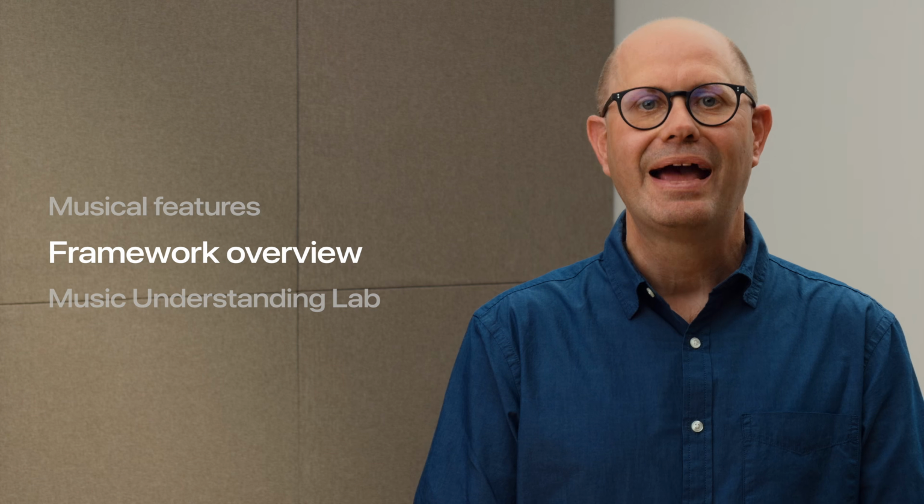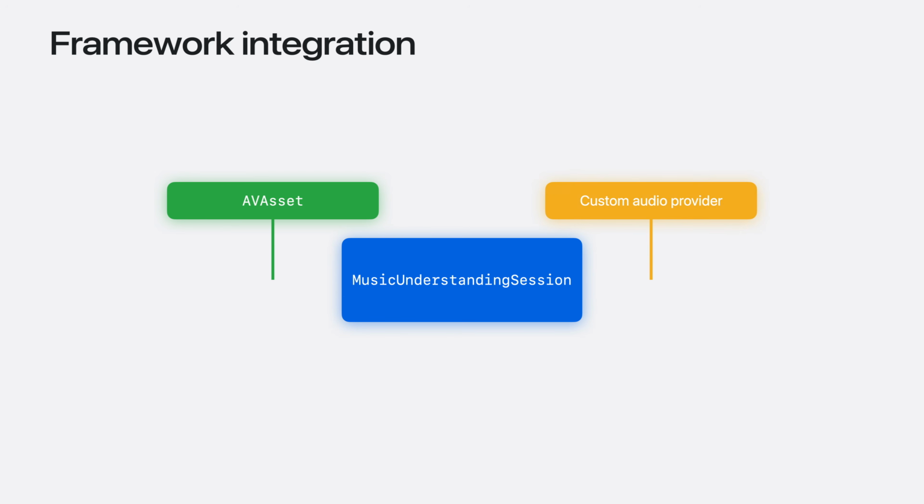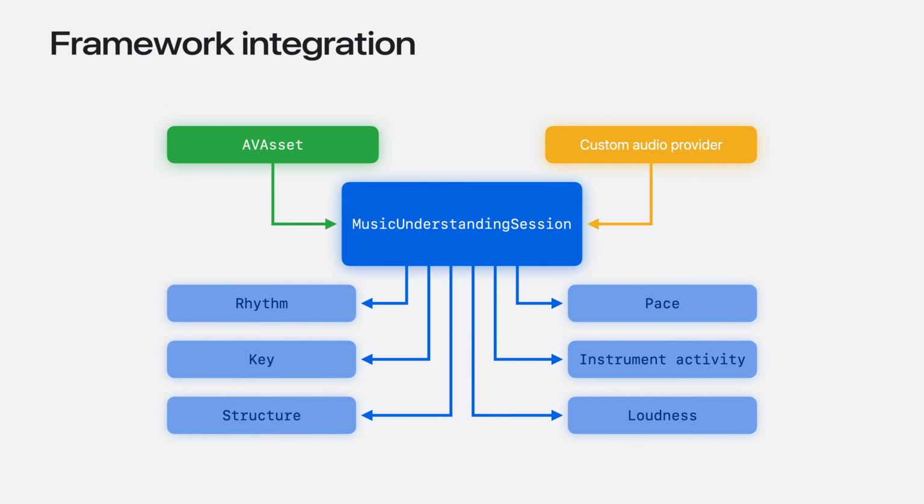Next, I'll talk about how to use the framework. At a high level, apps interact with a music understanding session, initializing with either an AV asset or a custom audio provider. To start analysis, clients call Analyze and await results. By default, the framework analyzes for all analysis types. For the highest performance, you can specify which analysis types you are interested in to avoid unnecessary computations.